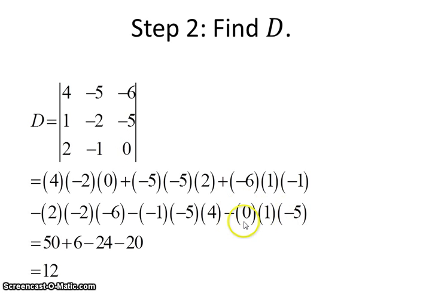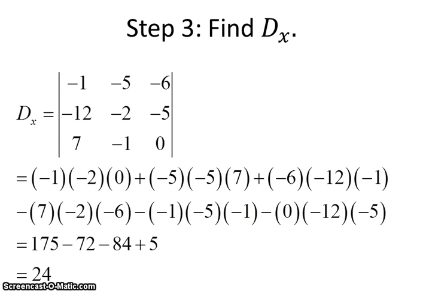It doesn't matter. Once you get a 0 in a term, we don't really have to figure out what that is, because 0 times anything is 0. But I went ahead and wrote them out here for completeness. So our second term simplifies to 50, this term to plus 6, this term to negative 24 since we have 3 negatives, and this term to negative 20 since we have 3 negatives. So adding all those numbers together, we get 12 for D. That is our coefficient matrix, the determinant of that.